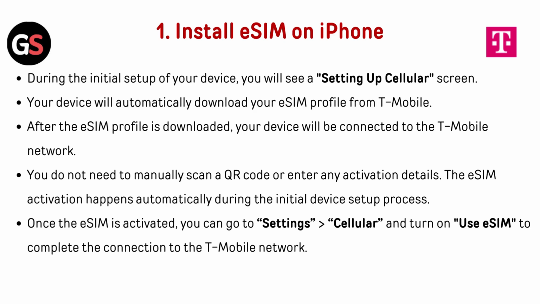Once the eSIM is activated, you can go to settings, then cellular and turn on use eSIM to complete the connection to the T-Mobile network.